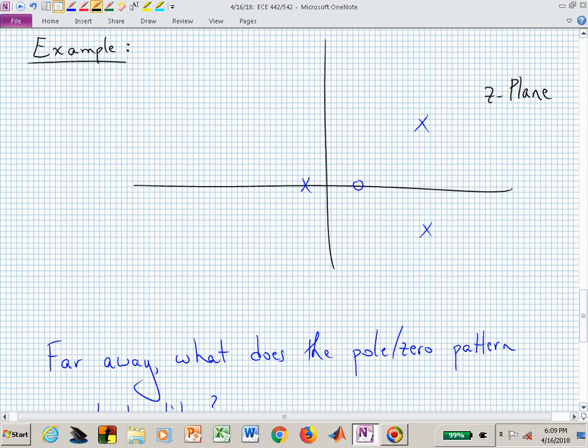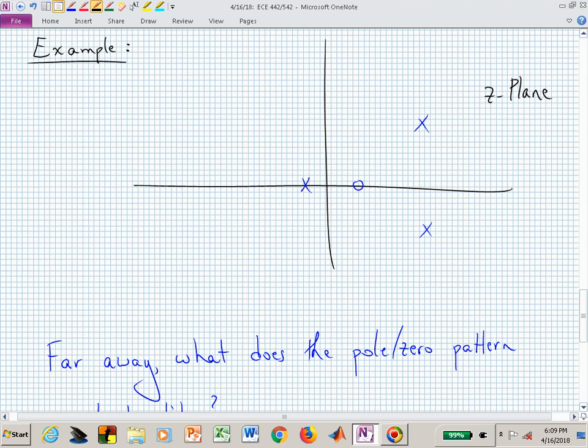How many poles do you have? It can't be that hard, is it? Unless you're just waking up. How many X's do I have on that diagram? 3. How many zeros? 1.